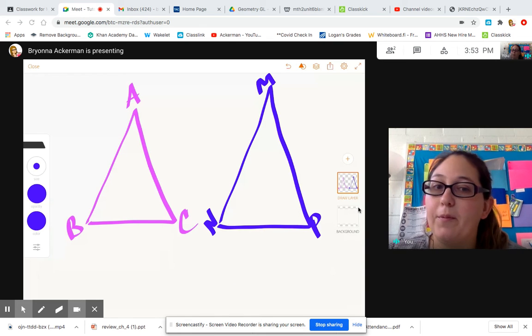Oh, hey class. We've been learning about congruent triangles, and so I wanted to go over just a little bit of review and then one new rule that we learned today in class if you were absent.